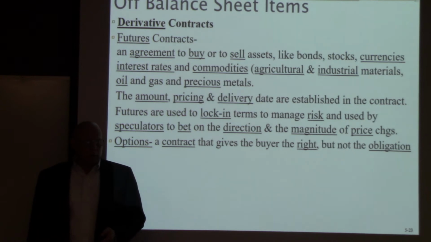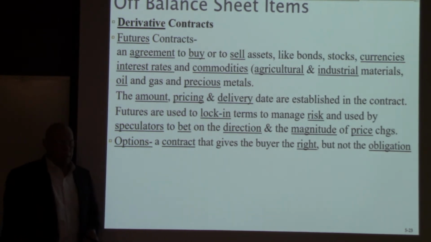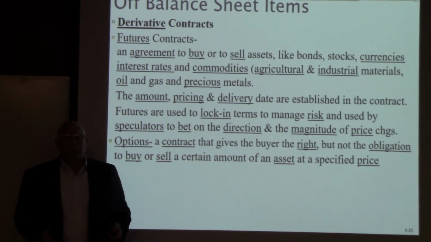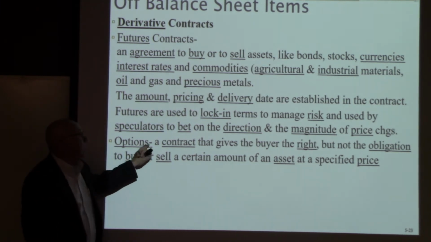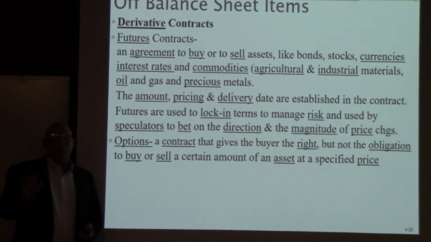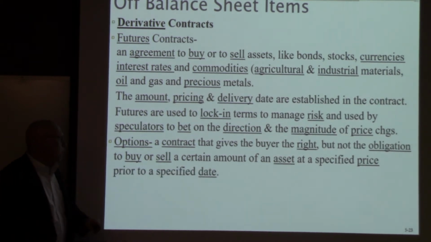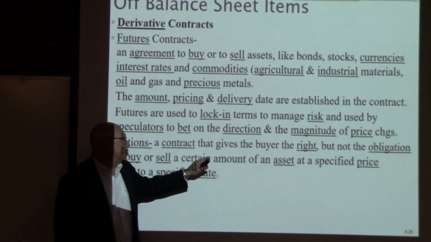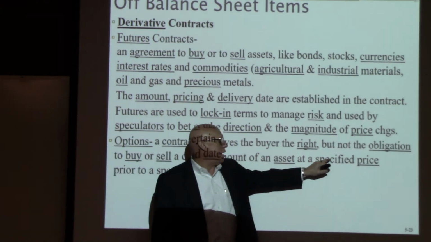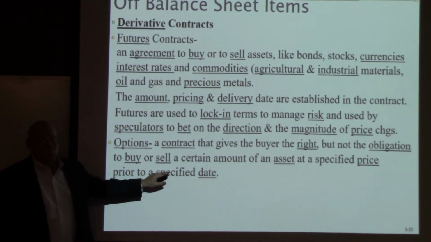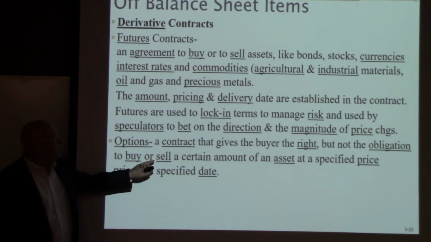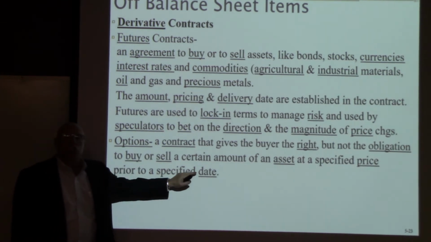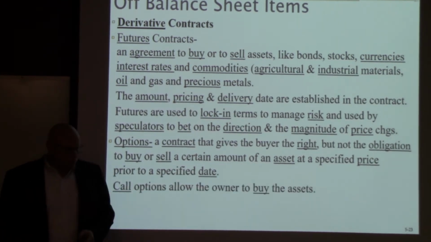Then options. These are also contracts, and they give the buyer the right, if they want to, but not the obligation, to buy or sell a certain amount of an asset at a specified price. So it gives the owner of the option an option. You can do something, but you don't have to, prior to a specified date. So the big item that options introduce into a situation is time.